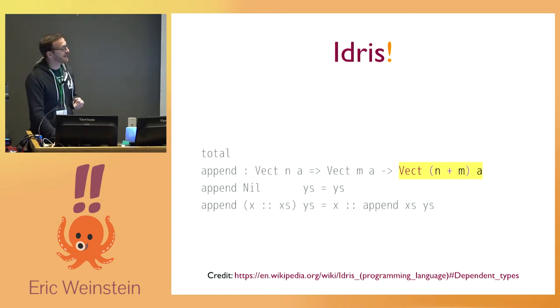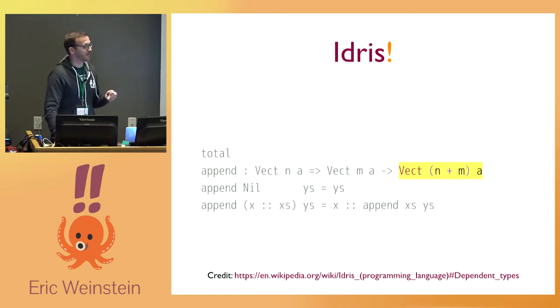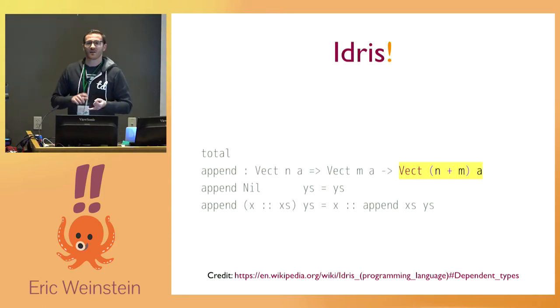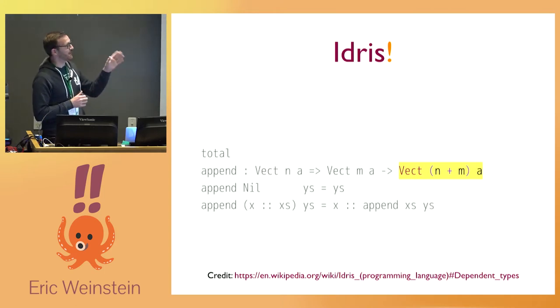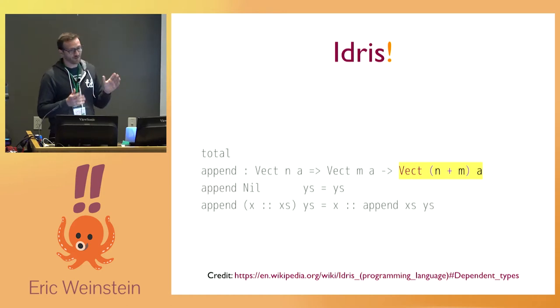Totality, basically the idea here is that you're telling the Idris compiler, I want you to yell at me if I have not covered every possible input. I want to guarantee that my function is well-defined for all inputs and that it will eventually terminate. Now, Idris has ways of handling totality, but the nice thing about saying total here is that you're going to get the compiler to yell at you immediately at compile time if you don't do this.